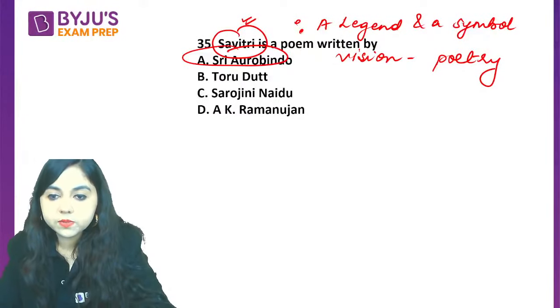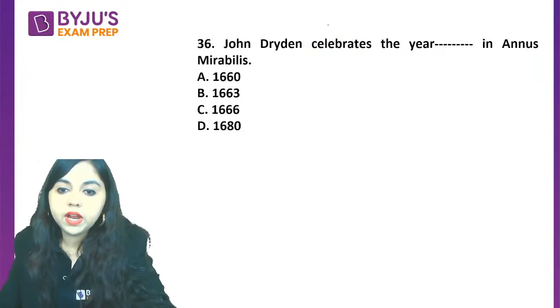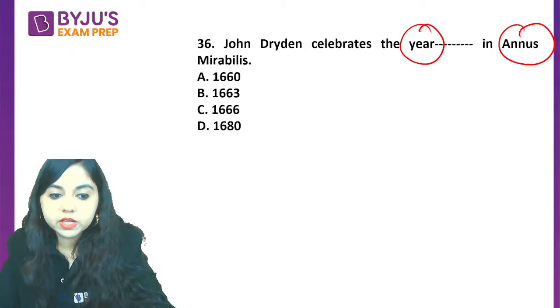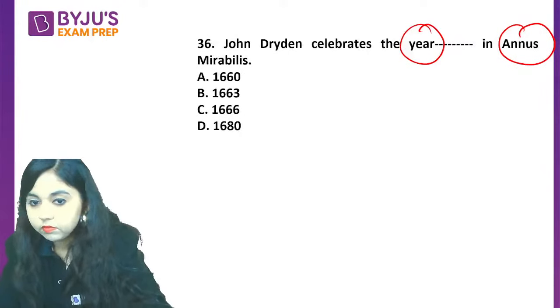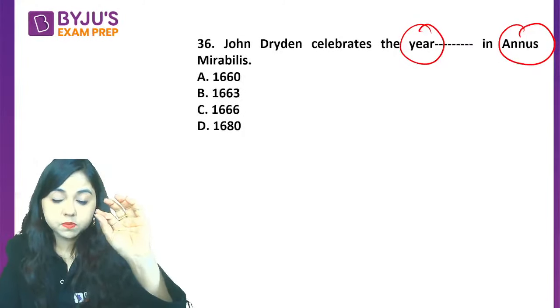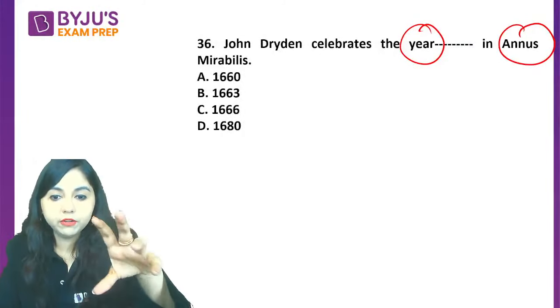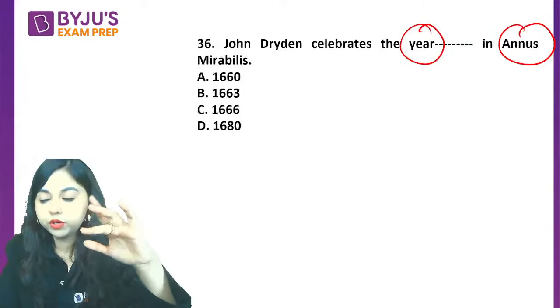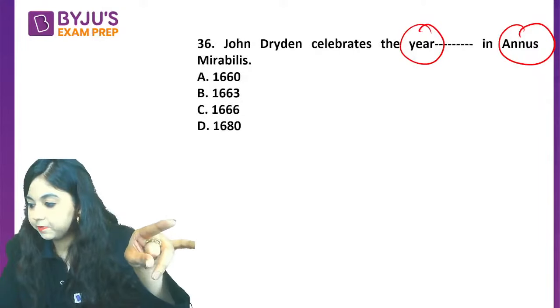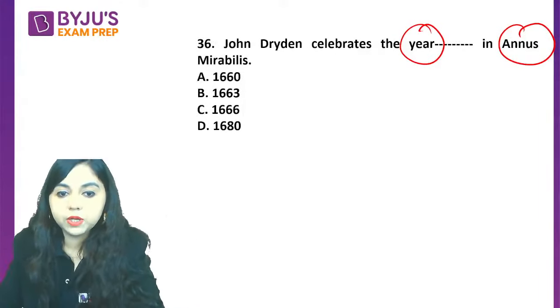Moving on to the next question very, very quickly. John Dryden celebrates the year dash as in Annus Mirabilis. Which year is he celebrating? Which year is John Dryden actually celebrating? So Annus Mirabilis celebrates the year which is called the Year of Miracles as well, because Britain won the Second Dutch War. The fire of London was also stopped before it could destroy the entire city. What is it? It's actually 1666. It is 1666 that we are talking about.